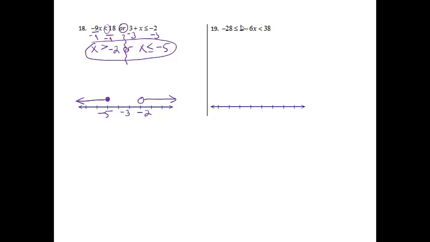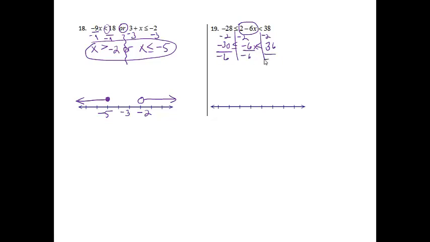Okay, number 19, again, we're going to have a connected graph because it's a connected problem. I'm going to circle what's inside. The first thing I want to do is get rid of the 2, so we'll subtract 2 from all 3 parts. And again, I like drawing that line down the middle of those. So we're going to have negative 30 less than or equal to negative 6x. Make sure you bring that negative down with you. 38 minus 2 is 36. And then to get rid of that negative 6, we'll divide all 3 parts by negative 6.